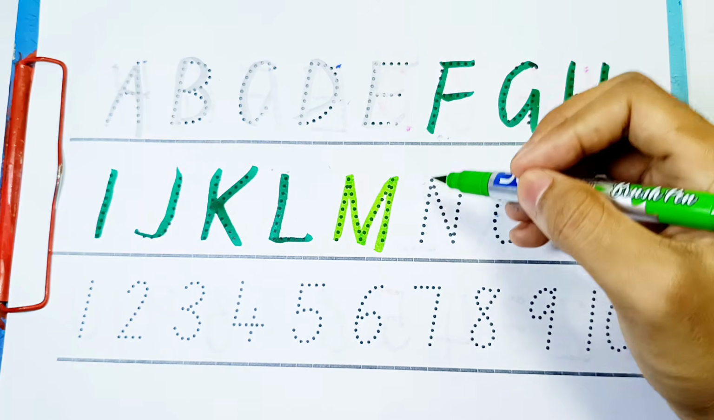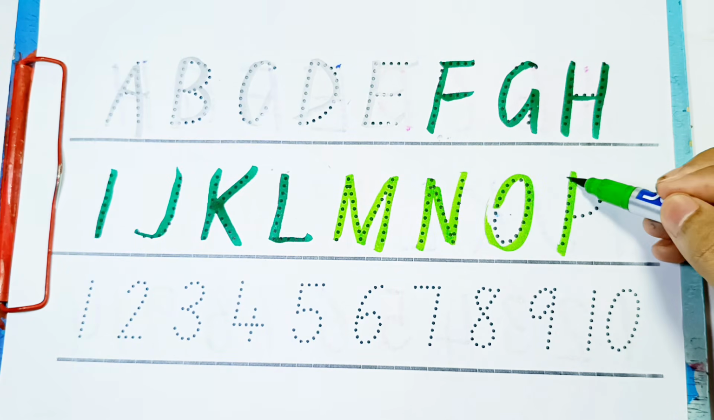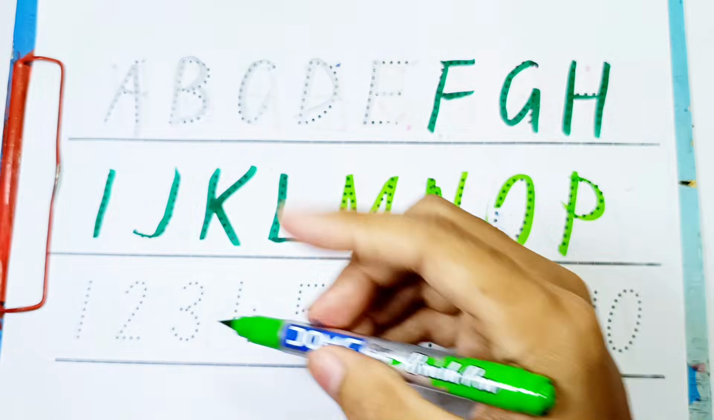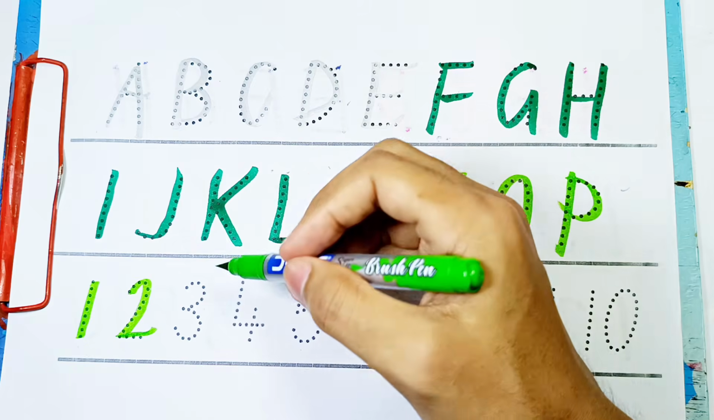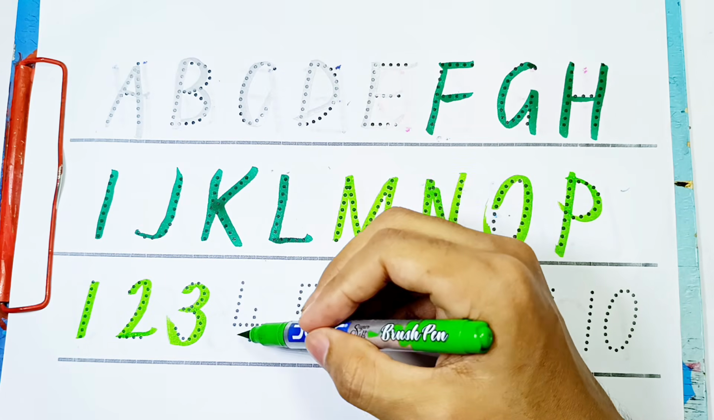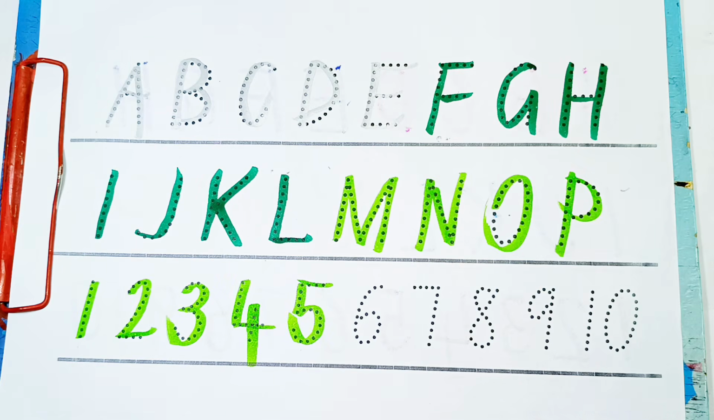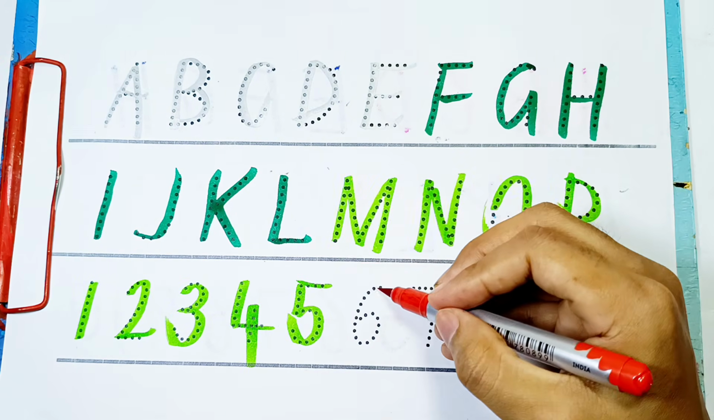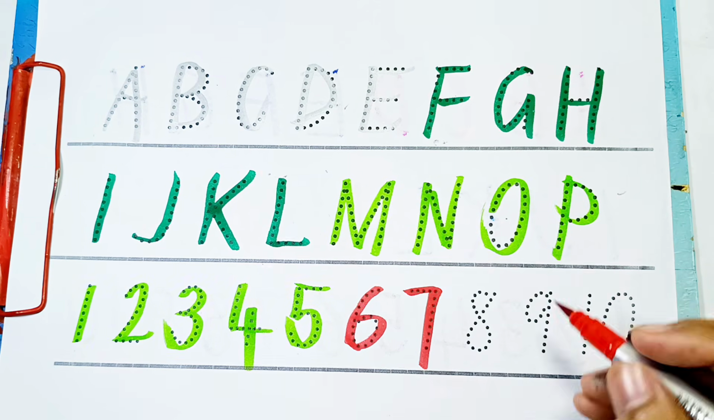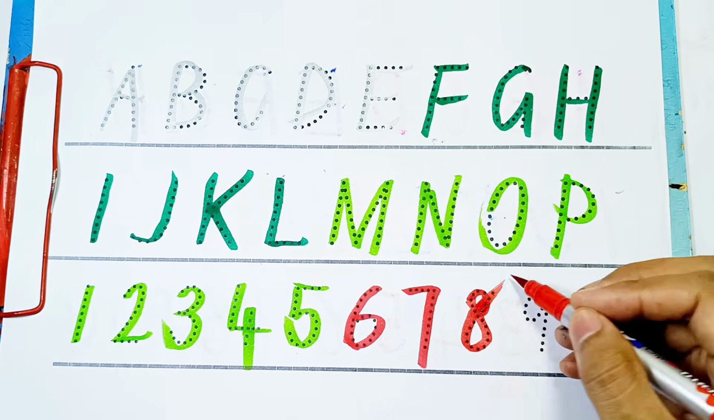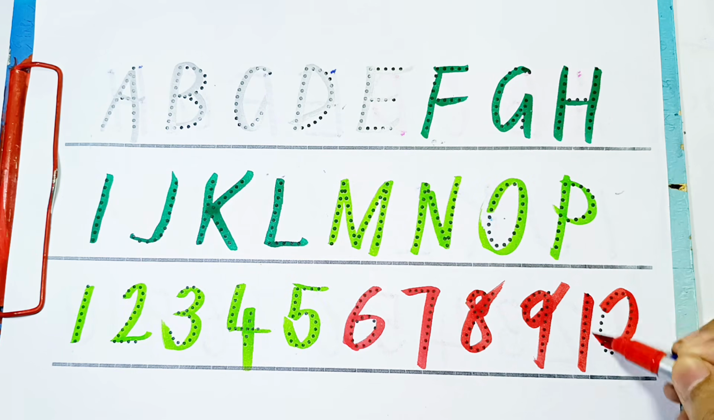M for moon, M for mango. N for nose. O for octopus. P for penguin. Kids, now we're writing numbers 1, 2, 3. The next one is 4. Five. 5. Now we're using the color of red and writing 6, 7. Now we're writing the number of 8, and the next one is 9, and the last one is 10. Stay with us. Ten, 10.